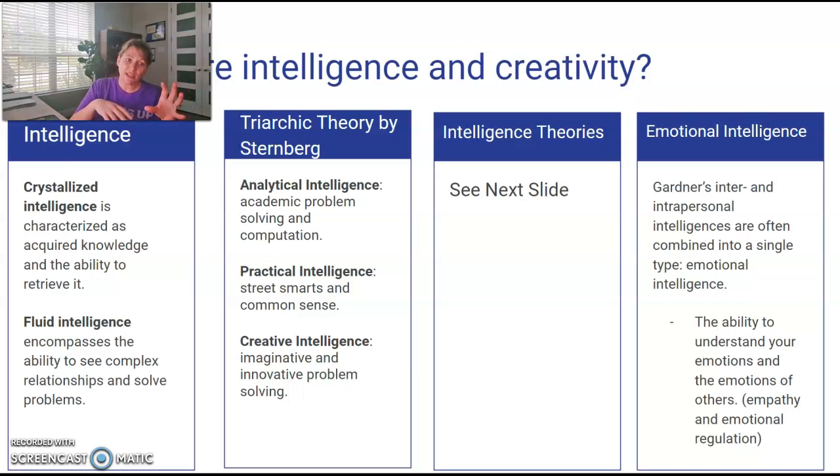Intelligence, those are the two types of intelligence. And then this theory is that there are three different types of intelligence, and they kind of work together. Analytical intelligence, academic problem solving. Practical intelligence, street smarts, common sense. Creative intelligence, imaginative and innovative problem solving.